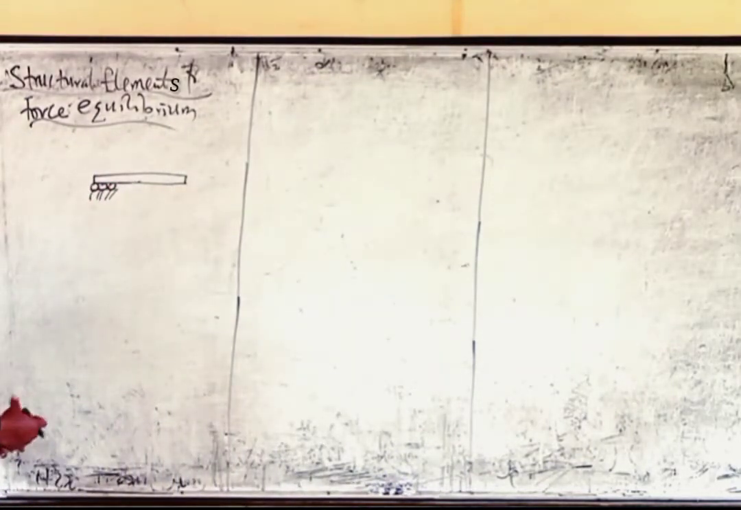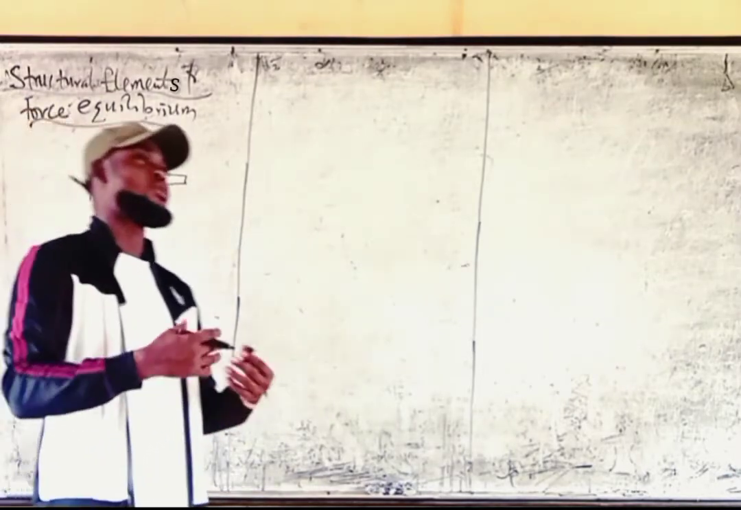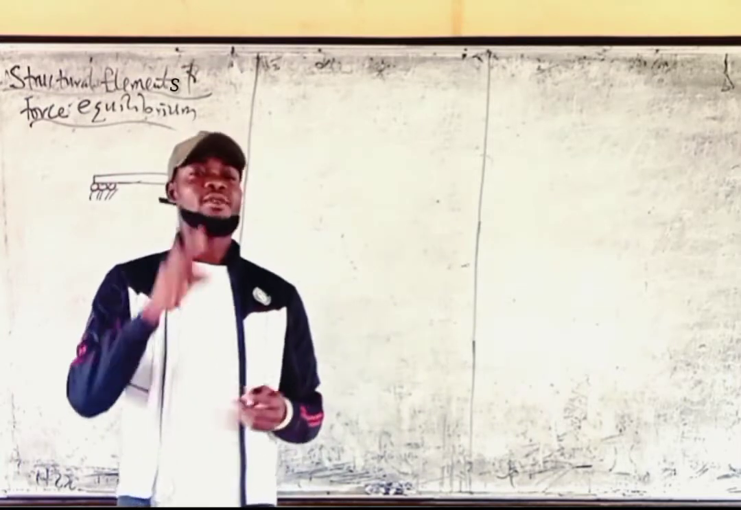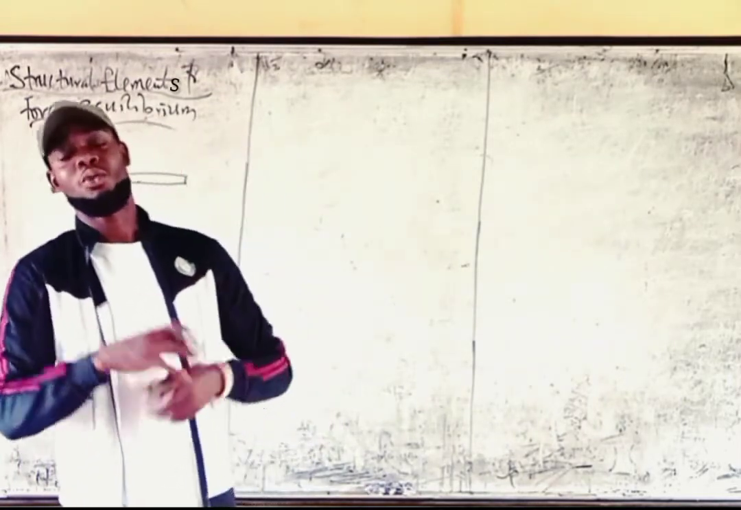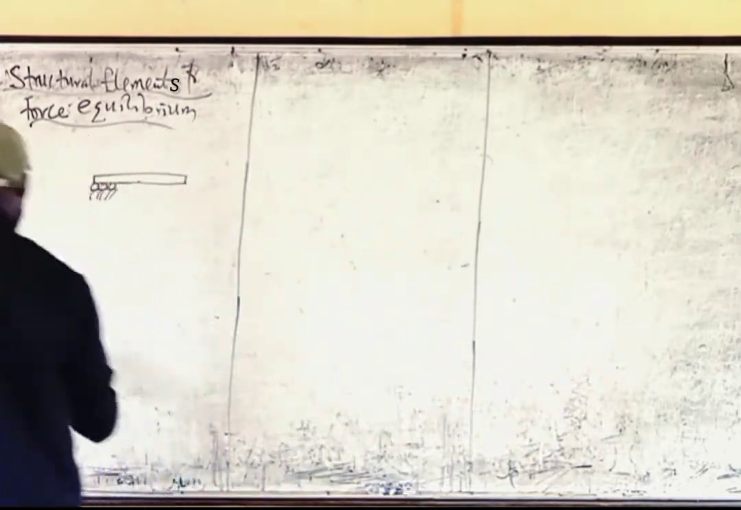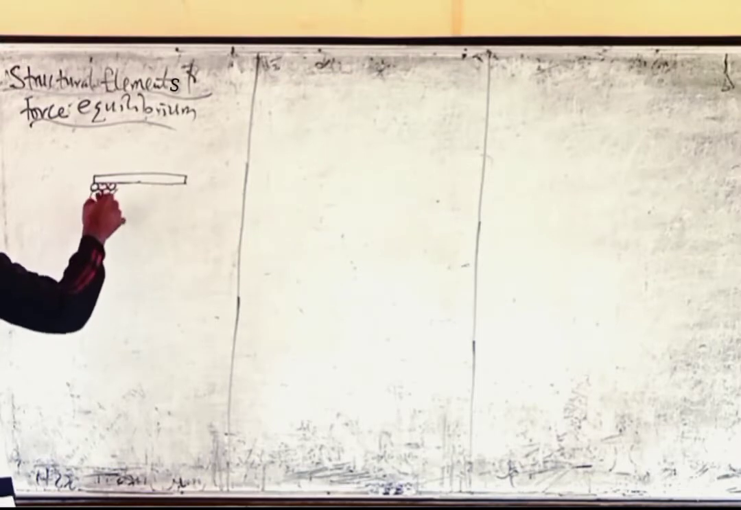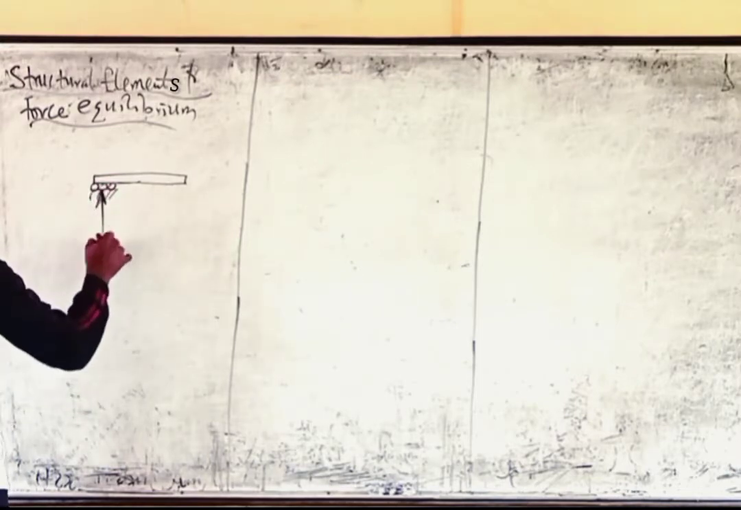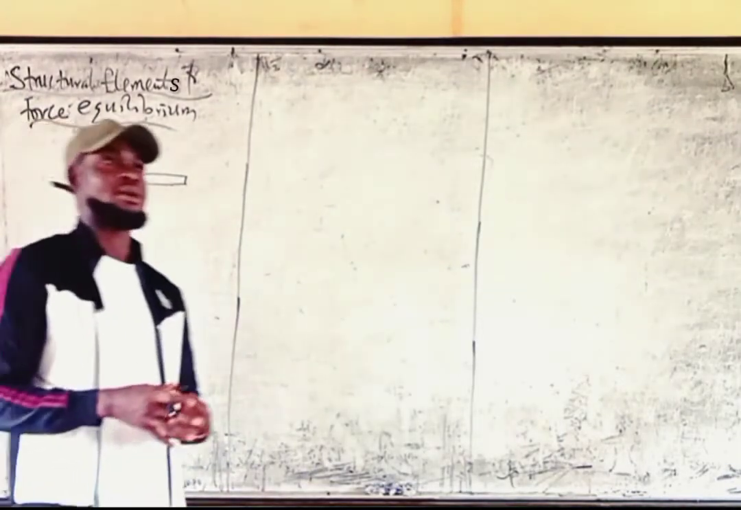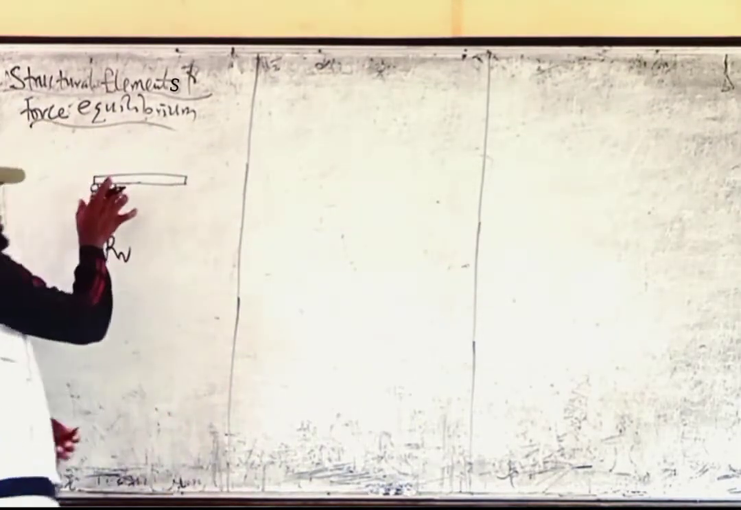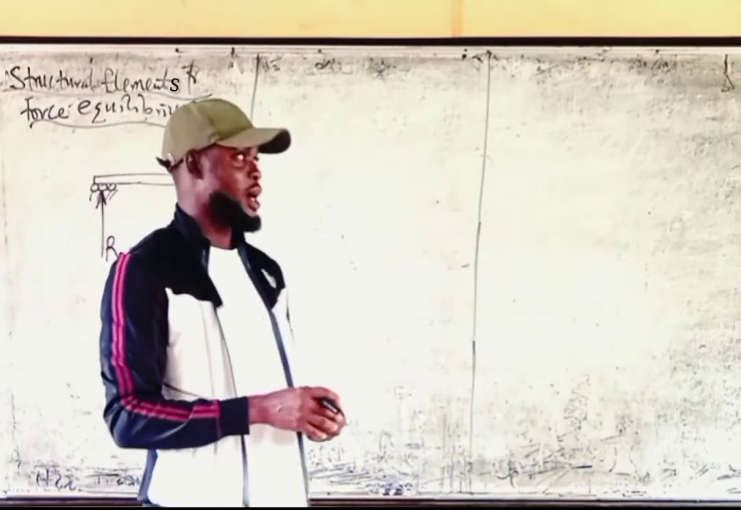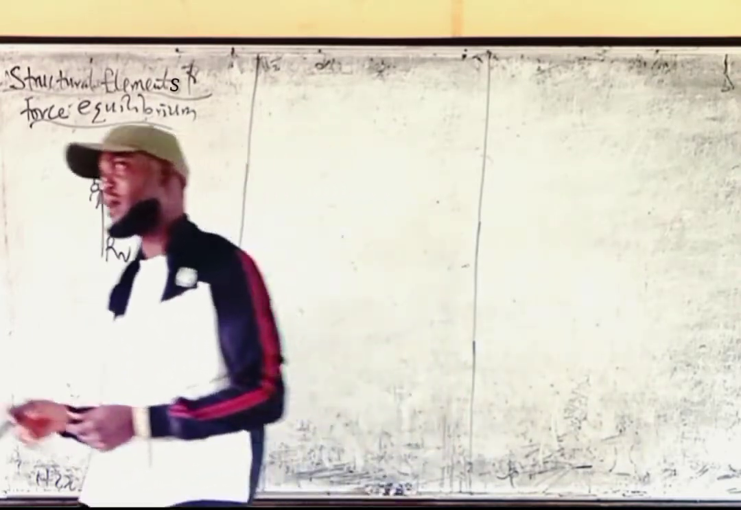Now what's a roller? A roller is a support that has only one reaction, or that resists loading in just one direction. We can only react or resist loading in the vertical direction. You have only the vertical reaction, which is the arrow V. That's a roller. So a roller has just a vertical reaction, and this is a support we use in structural analysis that has only the vertical reaction.